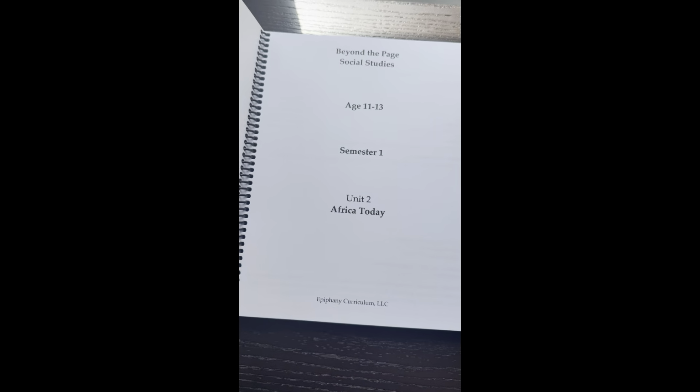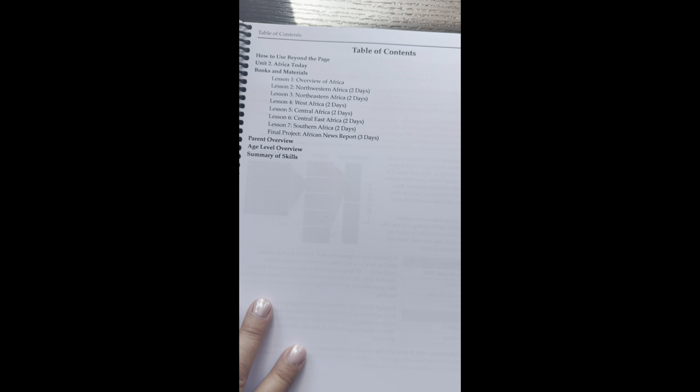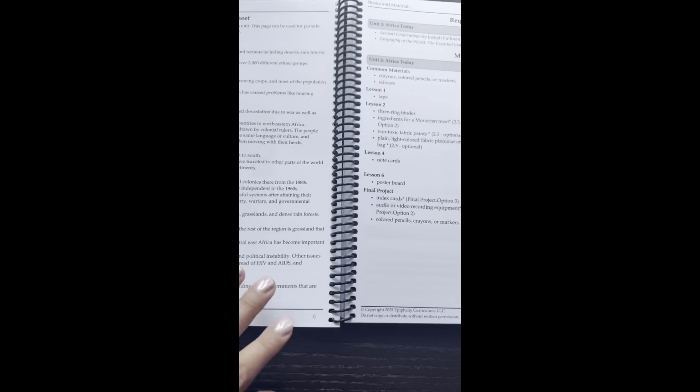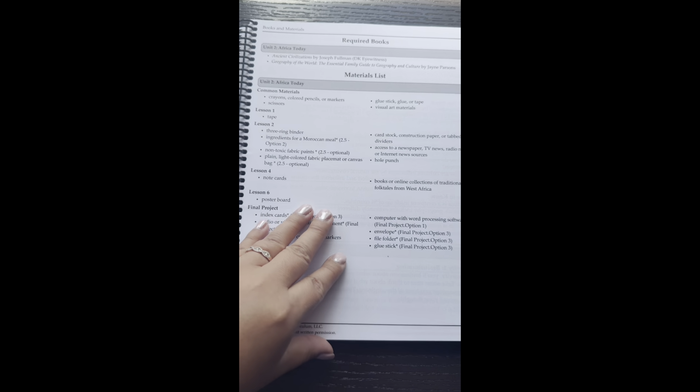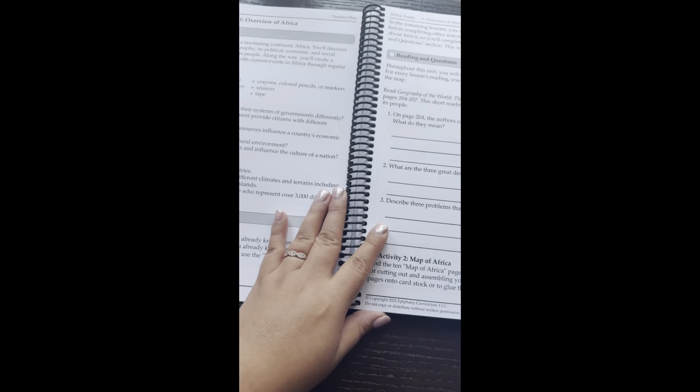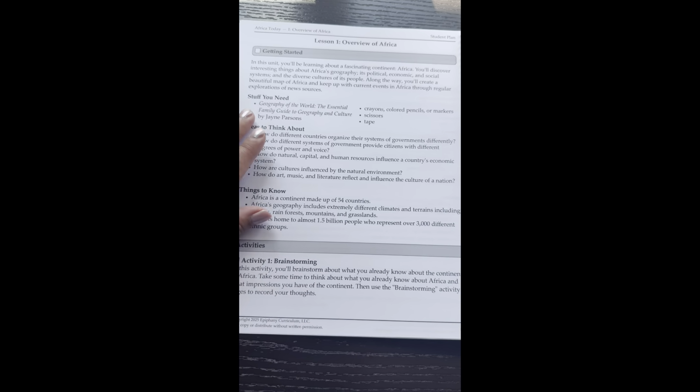So the first thing that I will be showing you is the table of contents, and this is just showing what will be covered in this unit. And then it also gives you a more thorough review of each lesson right there. And then it tells you what books you need. So the books for this unit are Ancient Civilizations and Geography of the World.